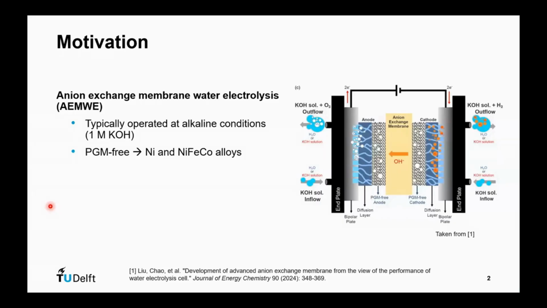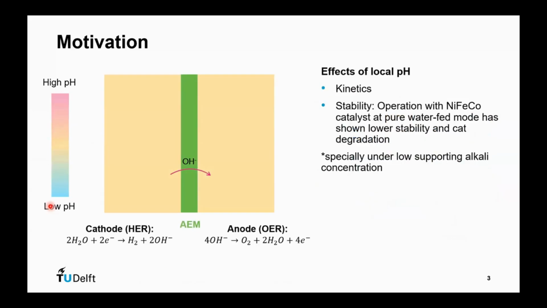But the system I'm interested in is anion exchange membrane water electrolysis. And this combines the benefits of technologies that have been widely used in industry for water electrolysis. And some of them is that it is typically operated at alkaline conditions, and this allows to use materials and metals that are stable in these conditions and are cheaper and earth abundant. So we have nickel and its alloys as some of them. But why do I study the local pH in this type of systems?